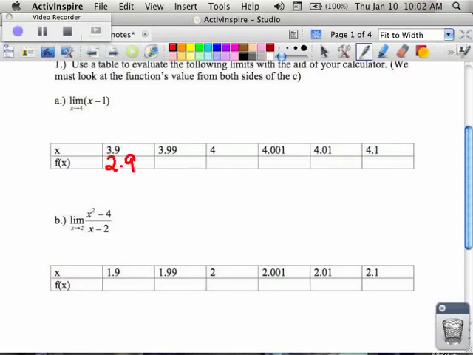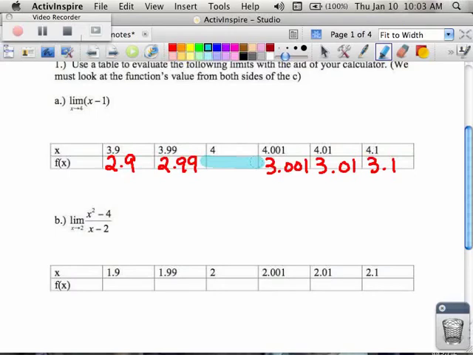If I were to plug in 3.99 for the x value, I get 2.99. If I were to come in from the other side, and I were to plug in 4.1, this is now approaching from the right-hand side on the x-axis. 4.1 minus 1 is 3.1. If I were to plug in 4.01, I would get 3.01. And if I were to plug in 4.001, I would get 3.001. And the big question is, what's the y value when I get to 4?